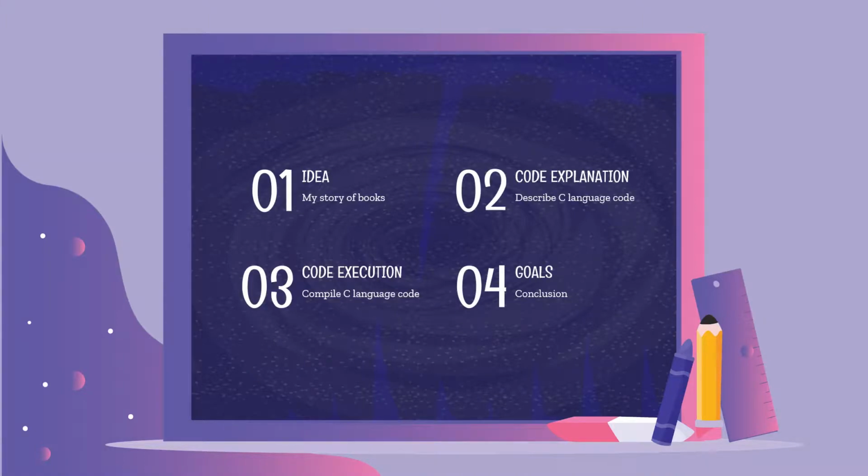Let me explain the table of contents. First of all, I'd like to tell you my story about the motive of choosing a bookstore as the theme of this project. Next, I will explain the code I made in detail and show you how I execute it myself. Lastly, I will wrap up with a review of this project.